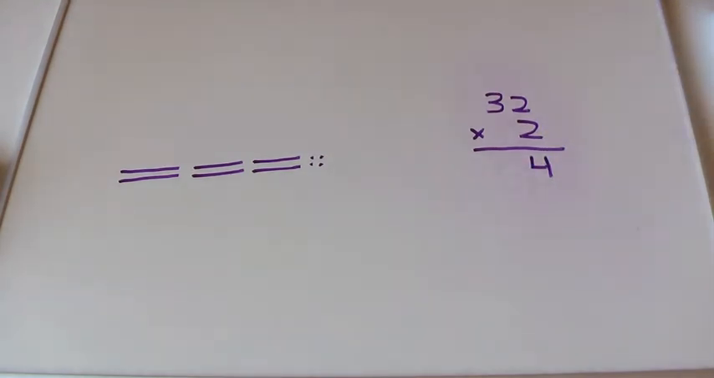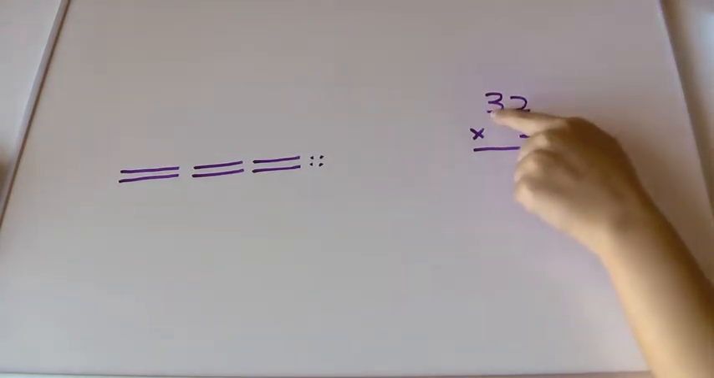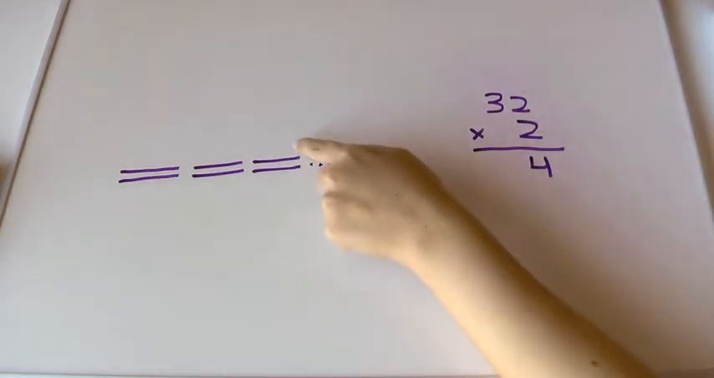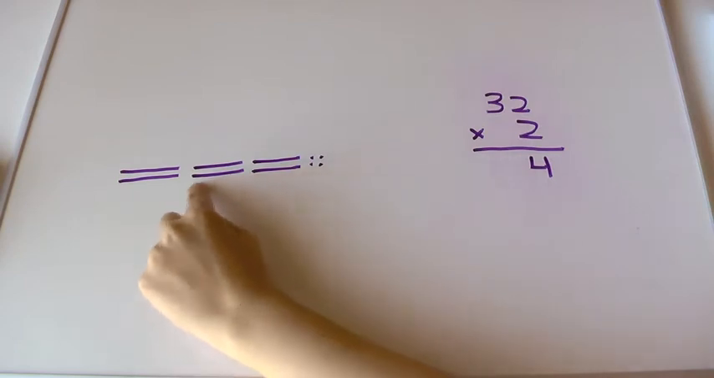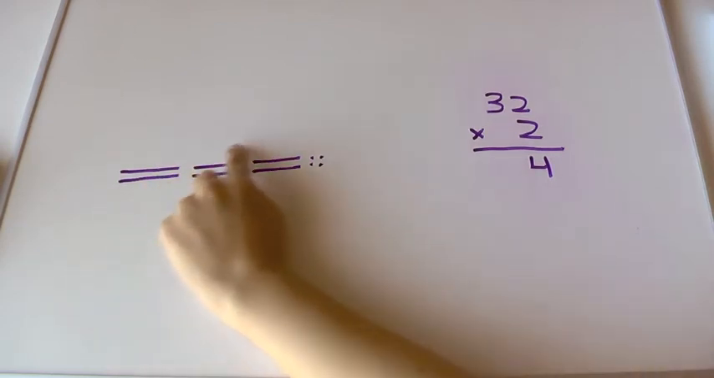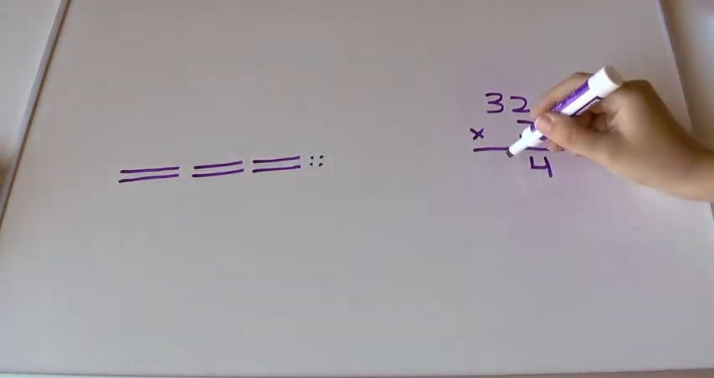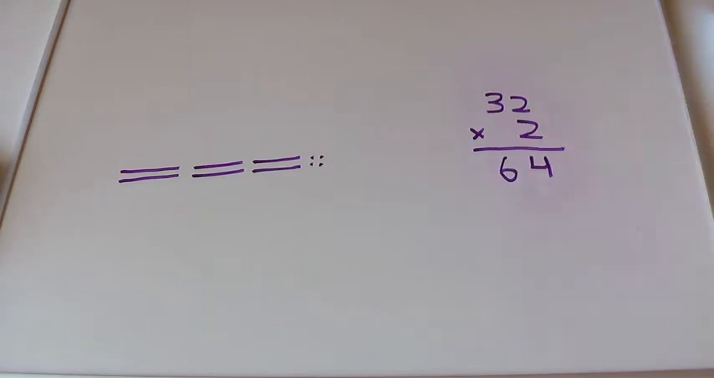Okay. And then we do 2 times 3 tens. So we have 1, 2 times 3 tens here. And that would be 6 tens altogether. So we write a 6 in the tens place, and we have 64.